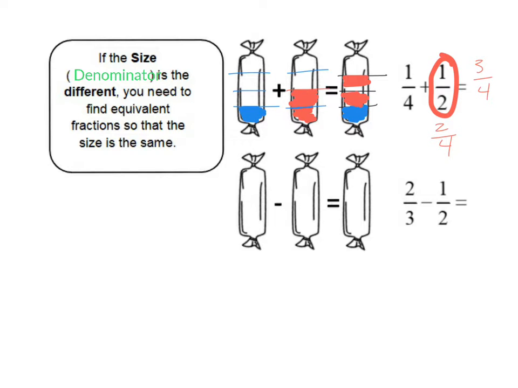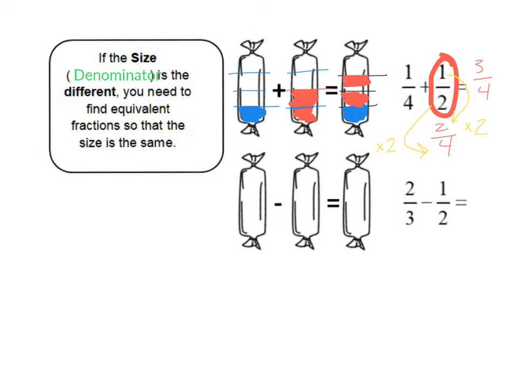You can't add things that have different sizes, different denominators. But what you can do is rewrite your fractions using equivalent fractions to find fractions that you can add together because they do have the same size. So all I did was take my 1/2, multiply the top and the bottom by 2 to get an equivalent fraction of 2/4, and then I added.